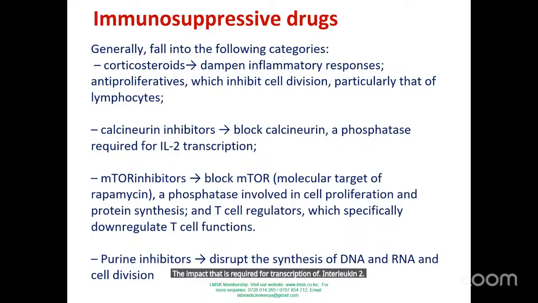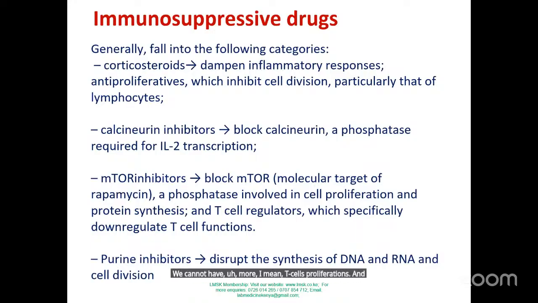Another group of drugs are mTOR inhibitors. Examples include sirolimus. Those block the mammalian target of rapamycin, which is a kinase involved in cell proliferation and protein synthesis, and also in T cell regulation. So once that pathway is blocked, we cannot have more T cell proliferation.